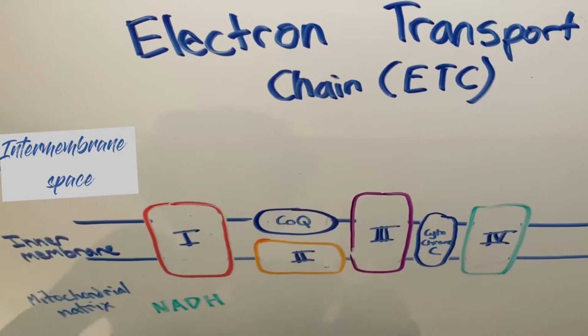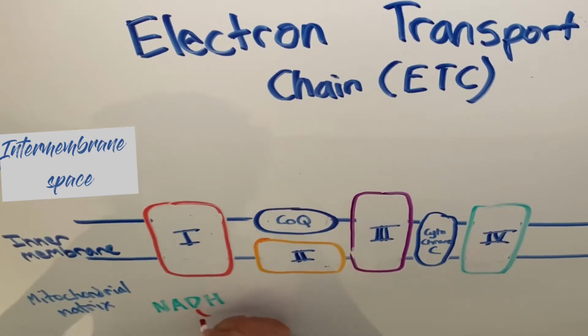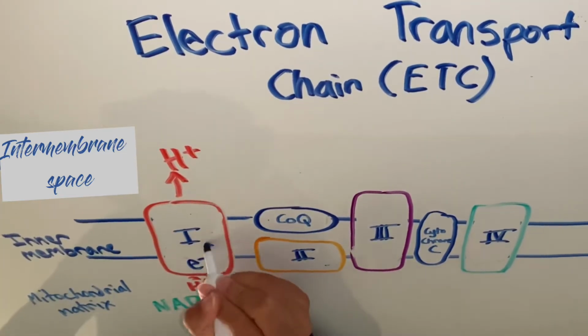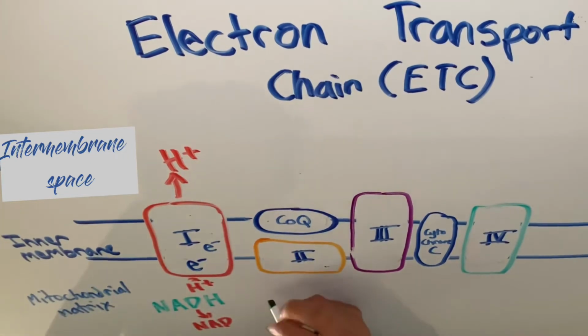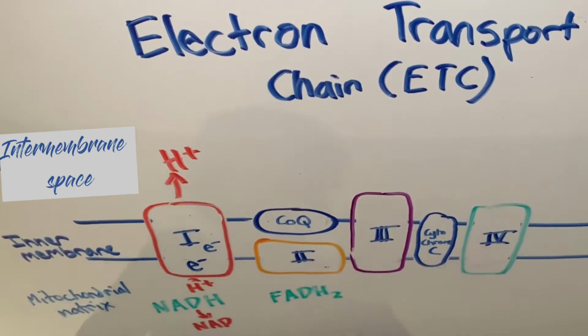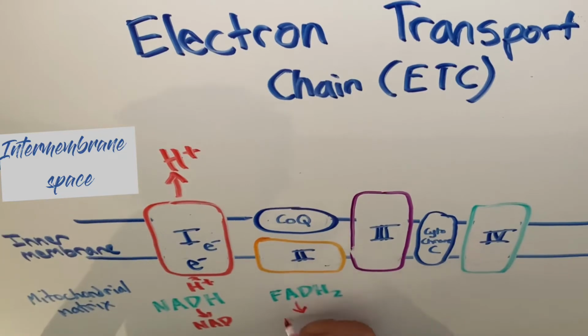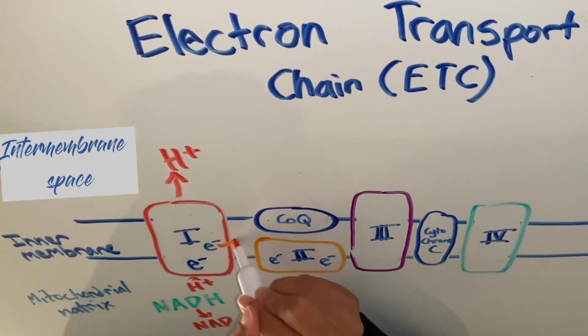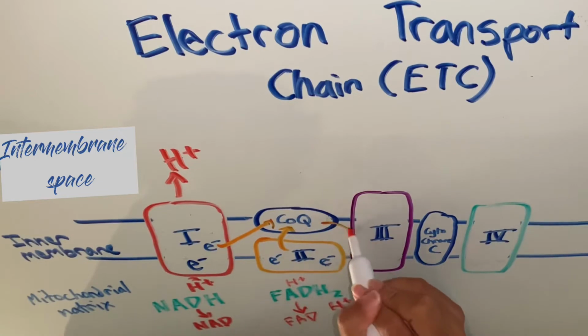The chain starts at complex 1, where NADH releases the hydrogen and the electrons enter complex 1 to go through a series of redox reactions. The energy produced from the redox reaction causes complex 1 to pump out the hydrogens from the mitochondrial matrix to the intermembrane space. A similar process occurs in complex 2. However, it occurs with the electrons from FADH2. However, complex 2 cannot pump out hydrogens to the intermembrane space, so the hydrogen ions remain in the mitochondrial matrix.